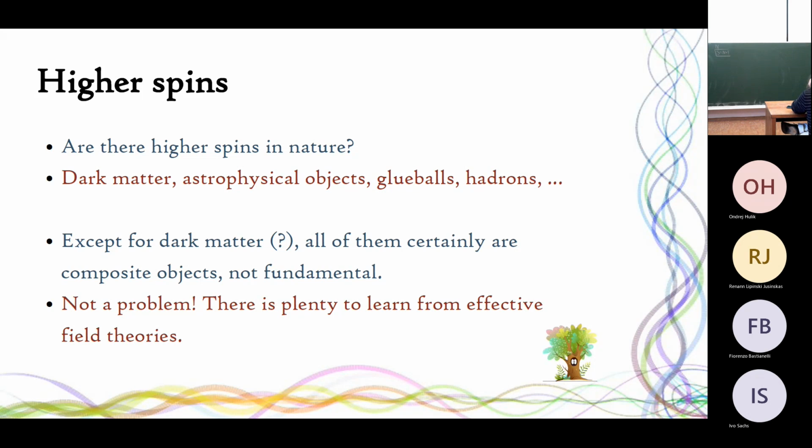But from a field theory perspective, we can try to describe them effectively as a fundamental quantity. And even in dark matter, there are dark matter models for higher spins. But except for these models, which are phenomenological, all of these higher spin excitations are not fundamental. This is in general not a problem, because you can learn a lot from effective field theories. And that's what we are, in fact, after, right? We want to describe nature in different regimes. For this purpose, having effective field theories, even if they're not completely unitary and so on, is a good thing.